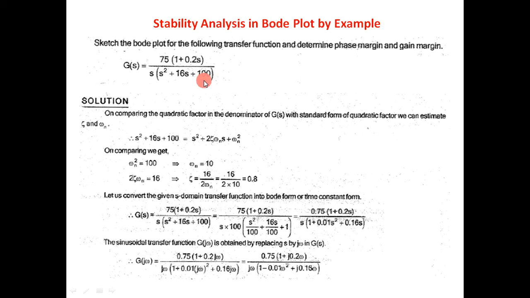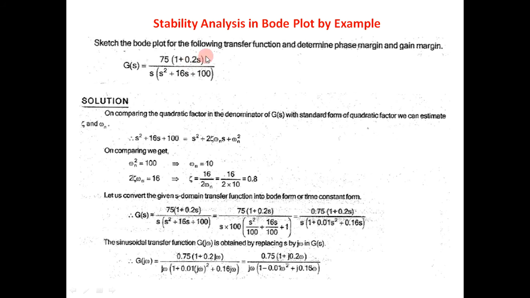So first we have to, before substituting s is equal to j omega, why we are not substituting s is equal to j omega in the first step? Because if we substitute j omega, we can't find the corner frequency for this second order term in the denominator. So first we have to find the corner frequency for the second order term in the denominator, and then we can substitute s is equal to j omega.